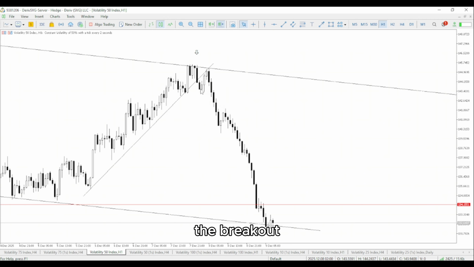Let me zoom in clearly. This was the breakout. This was the breakout candle. So the market broke out and did a reversal, did a pullback, testing this trend line that it broke out from, and it sold.